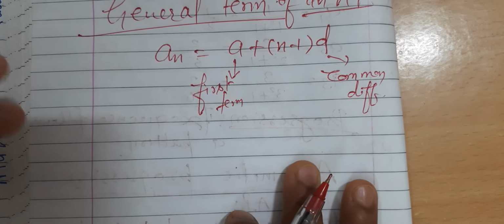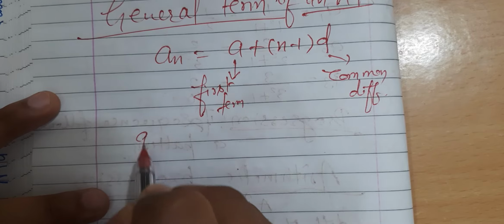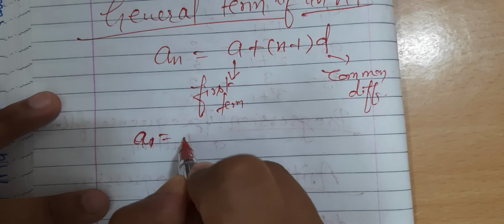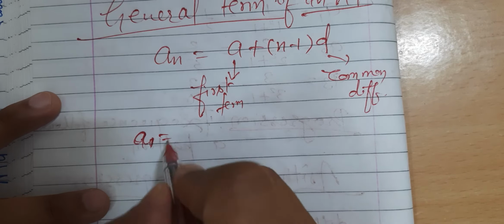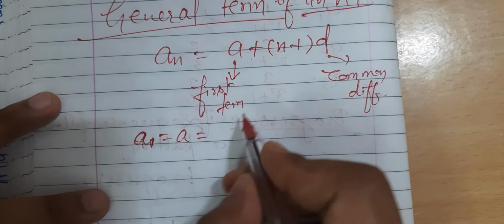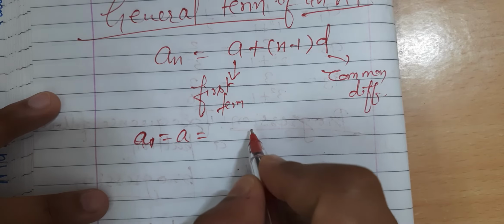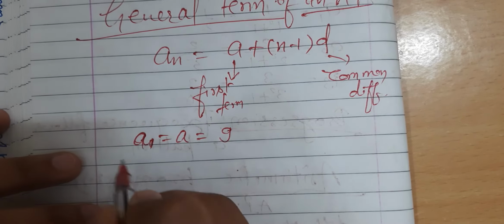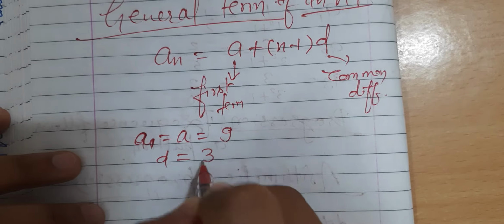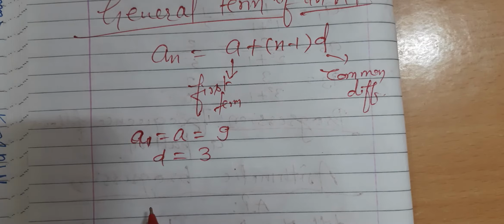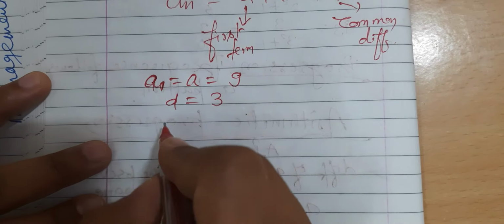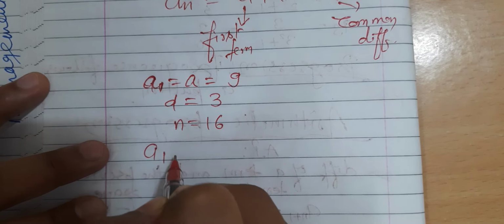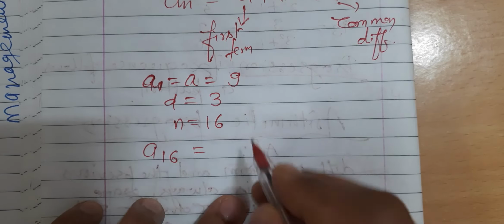Suppose the question is: the first term of an AP is, we denote this first term either by A1 or also by a. Suppose the first term is 9, and the common difference is 3. Then the question is find the 16th term. So in that case n equals 16, and we have to find A16.